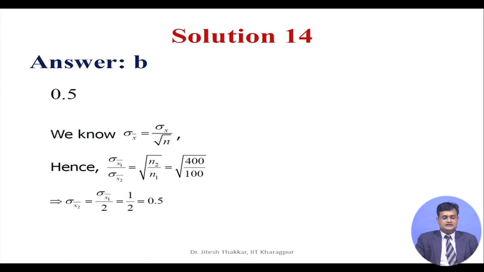0.5 is the answer, and you can see the solution that sigma x bar is equal to sigma x divided by square root of n, and if I take the ratio for 2 samples 1 and 2, then sigma x1 bar divided by sigma x2 bar is equal to square root of n2 by n1, which is equal to square root of 400 by 100, and hence sigma x2 bar is 0.5.